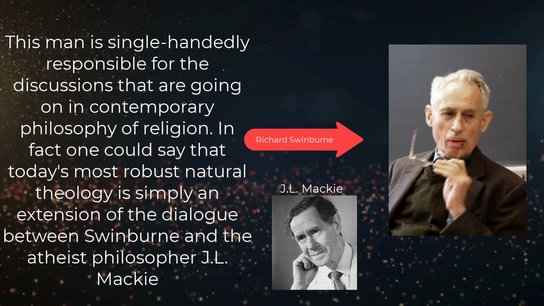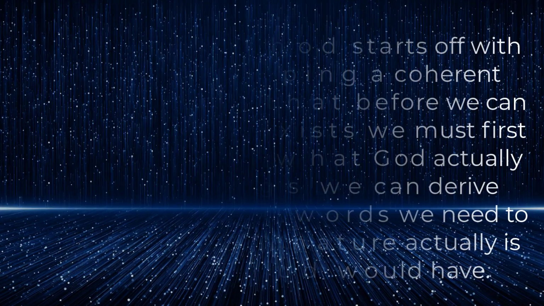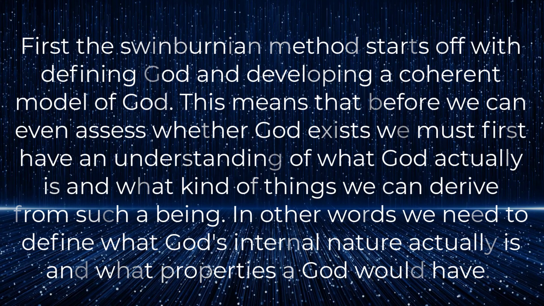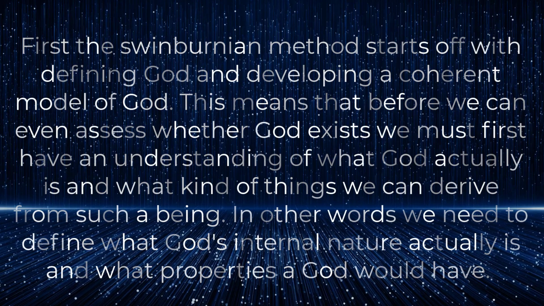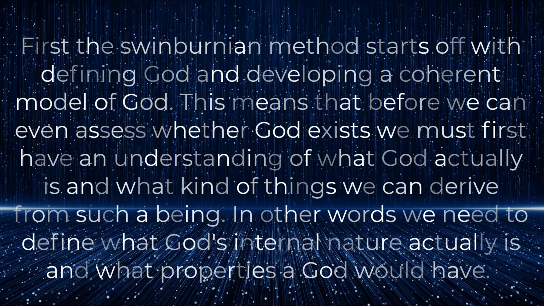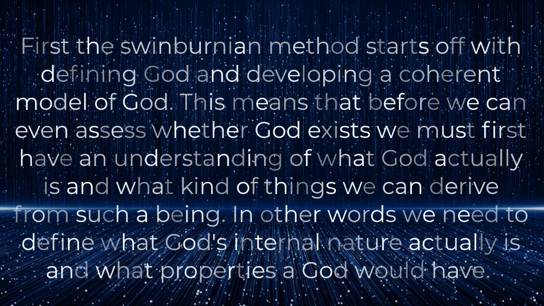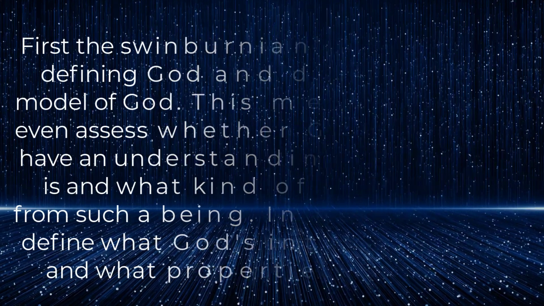Although I don't think it's necessary to use Bayes factors, I do agree with using the overall framework he employs. Furthermore, his method, I believe, solves the problems I laid out before. So, I shall now be presenting the steps he uses. First, the Swinburnian method starts off with defining God and developing a coherent model of God. This means that before we can even assess whether God exists, we must first have an understanding of what God actually is and what kinds of things we can derive from such a being. In other words, we need to define what God's internal nature actually is and what properties a God would have.